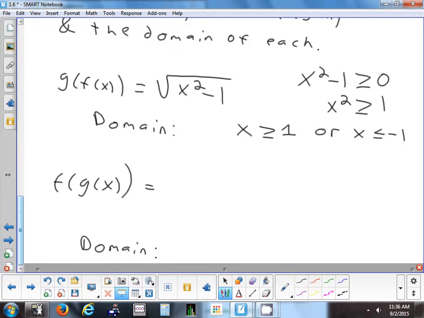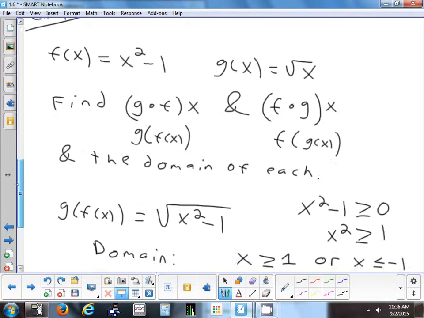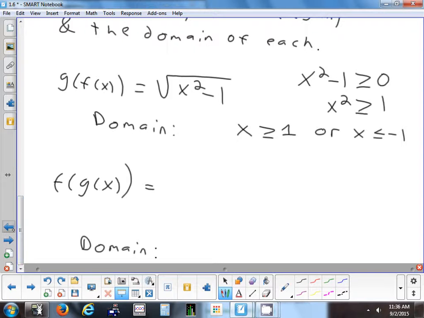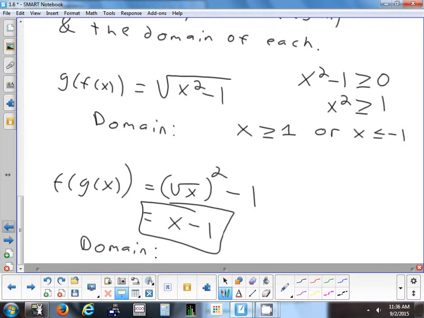Okay, and let's try it the other way around. F of g of x. How about Autumn? What did you get for f of g of x? You can give me unsimplified first, just so we can see how you get your final. In parentheses, it was square root of x, squared, minus 1. And then simplified, the square root and square cancel. We get x minus 1.